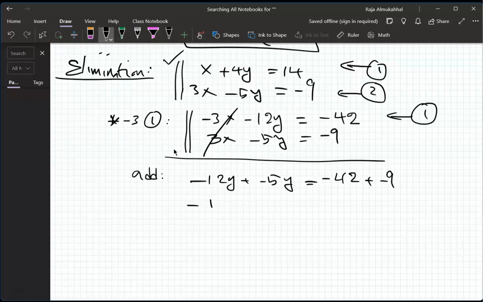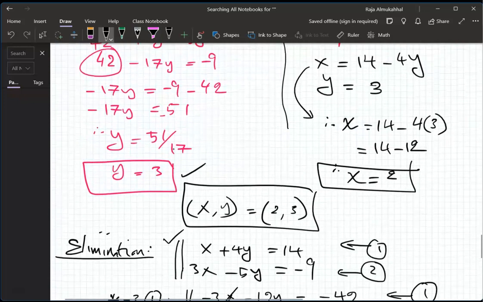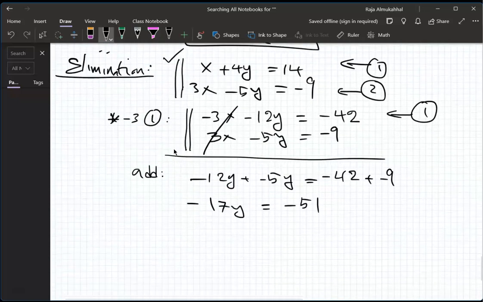So here I have -17y equals -51. As you can see, this is identical to the equation that we have gotten right there. So we basically come up with the same answer. So therefore, y is equal to 3.